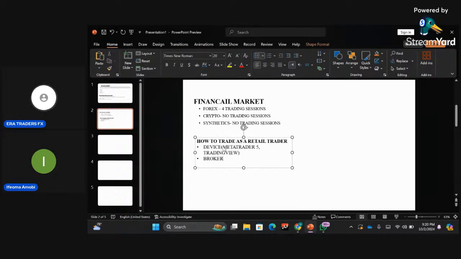That's on the broker side. We have Xness, my partner there. I sent my partner's link to the group. So Xness, and we're using Deriv. Deriv is the one that provides the synthetics we trade, which is why I basically use Xness for currency pairs.